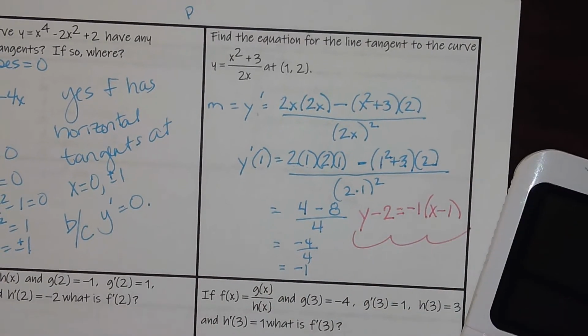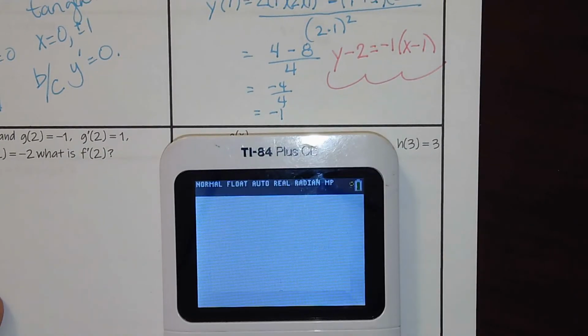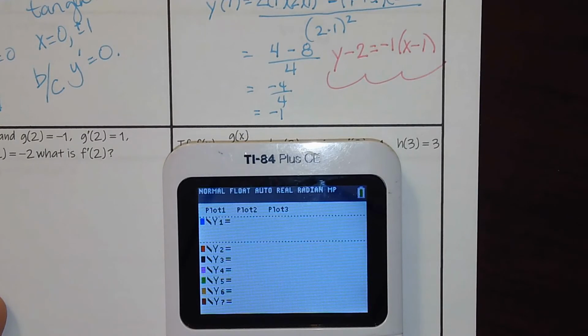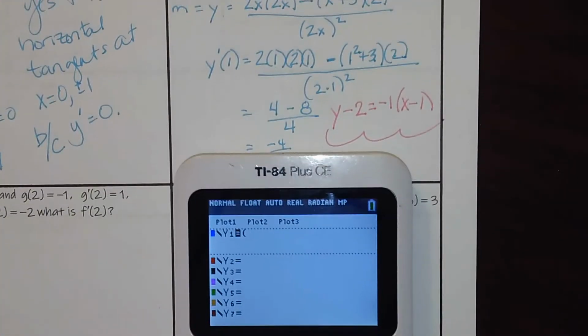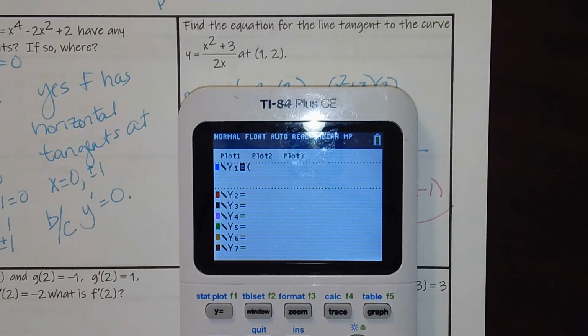And if you want to take a look at it and you have access to a calculator, you can always graph this. So putting this in, I'm opening the numerator and putting in x squared plus 3. I will close that, divide, open the denominator, put 2x in there, and close it.